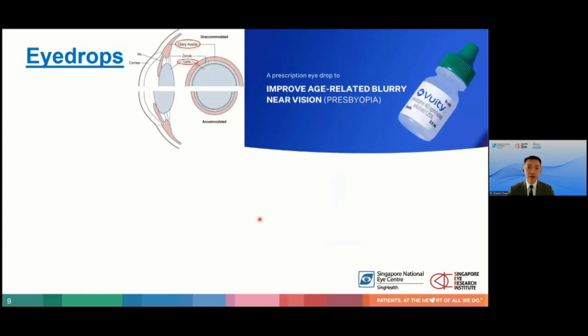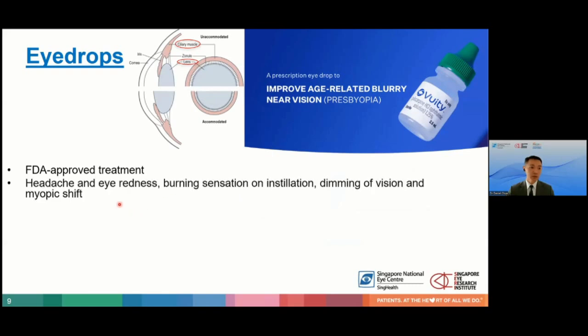So firstly, I'll talk about the eye drops. This is one of the latest FDA-approved treatments. Basically, it helps to enable patients to see near without much loss in distance vision. As I mentioned, there are compromises to be made, which means there are side effects. These include headache, eye redness, burning sensation, dimming of vision, and also what we call a myopic shift, which means patients do get a bit of short-sightedness.